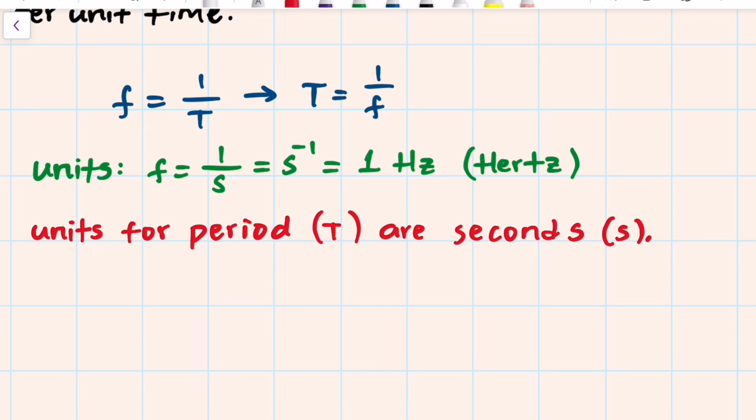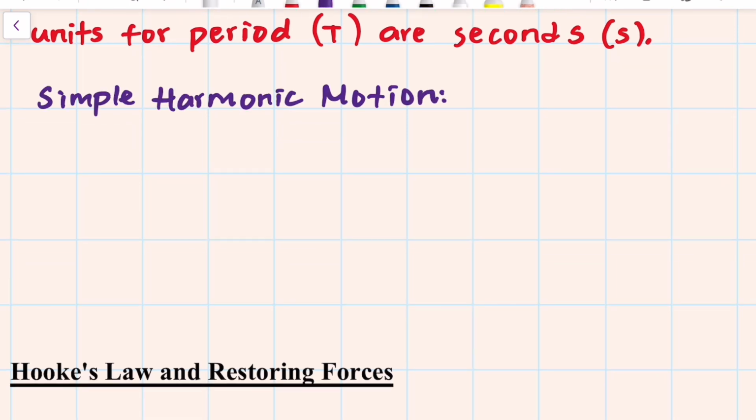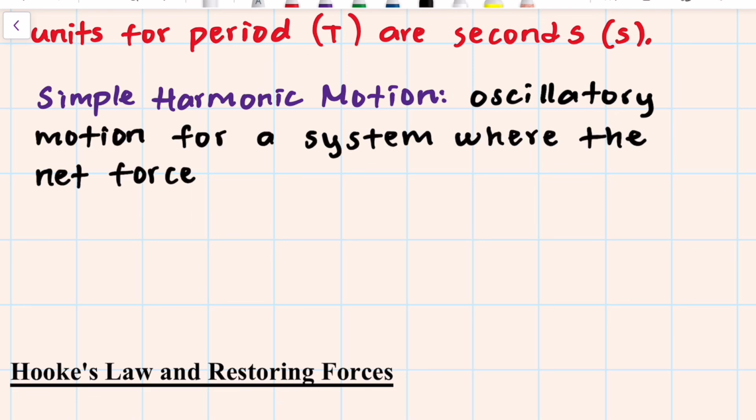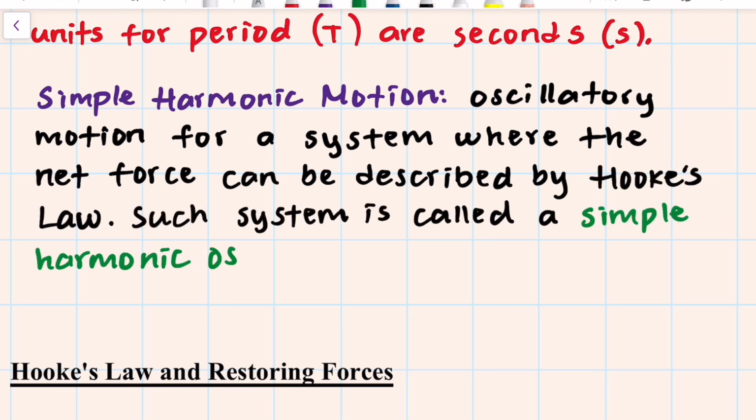Okay, so now that we have these defined, we can define what simple harmonic motion is. Simple harmonic motion can be defined as the oscillatory motion, repetitive cyclical motion, for a system where the net force can be described by Hooke's law. Such a system is called a simple harmonic oscillator. And we haven't learned what Hooke's law is, although we used it for the previous homework. I don't know why, but I digress.